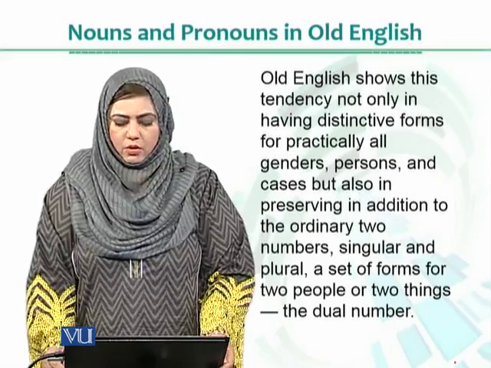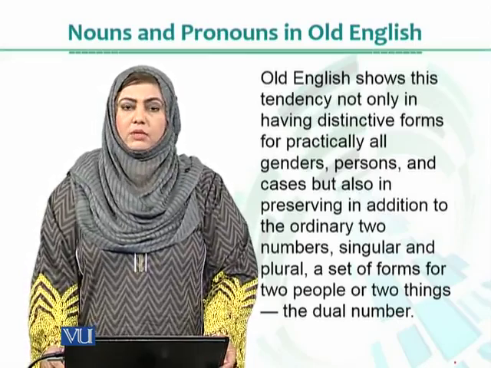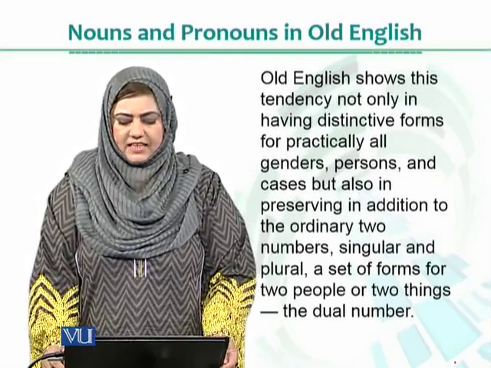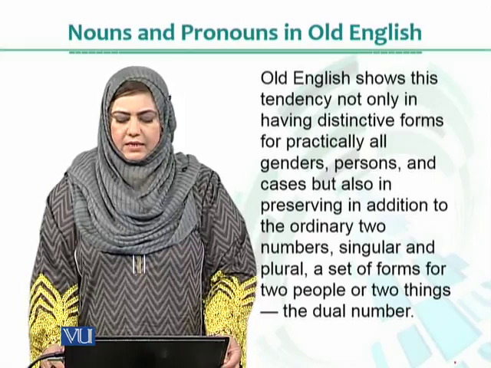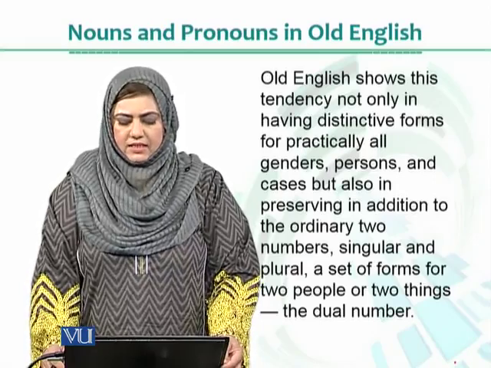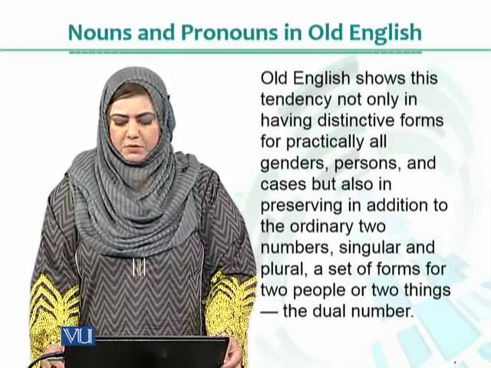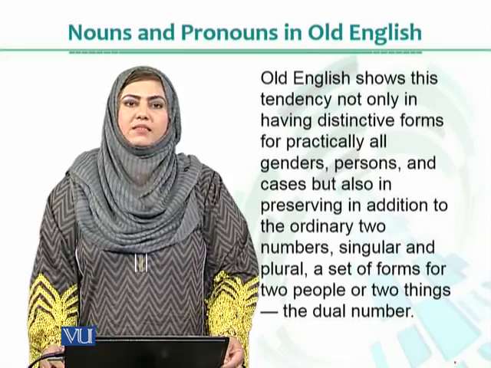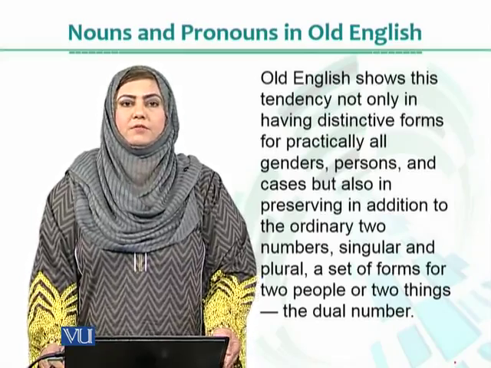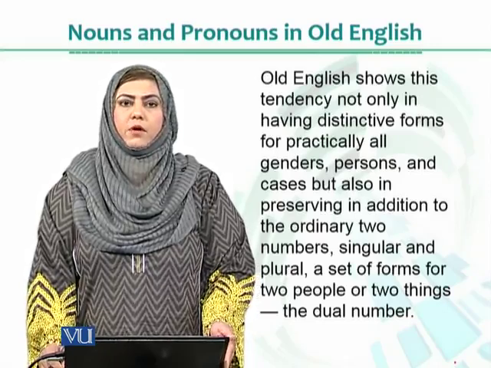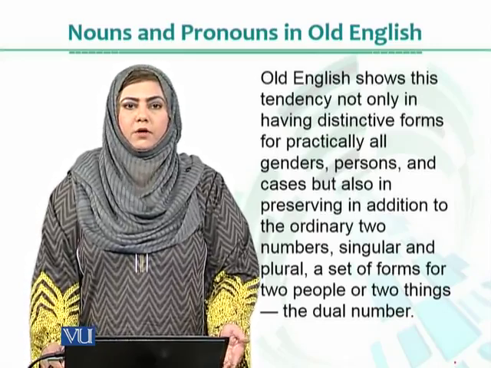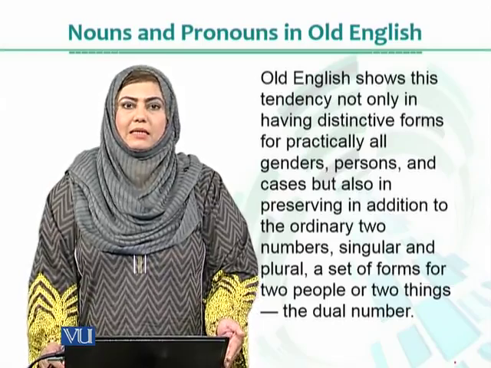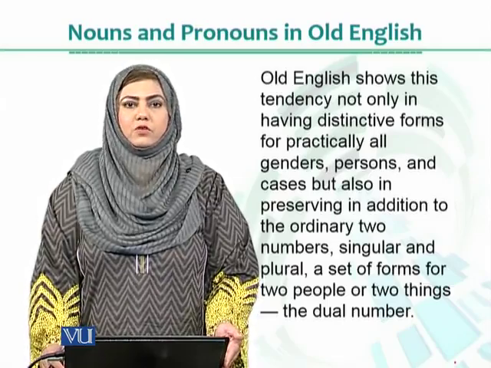But when it comes to Old English, it shows this tendency not only in having distinctive forms for particularly all genders, persons, and cases, but also in preserving, in addition to the ordinary two numbers, singular and plural, a set of forms for two people or two things, the dual number. So, for example, in Urdu we have tum for one, aap for plural, but in modern English, we have you.